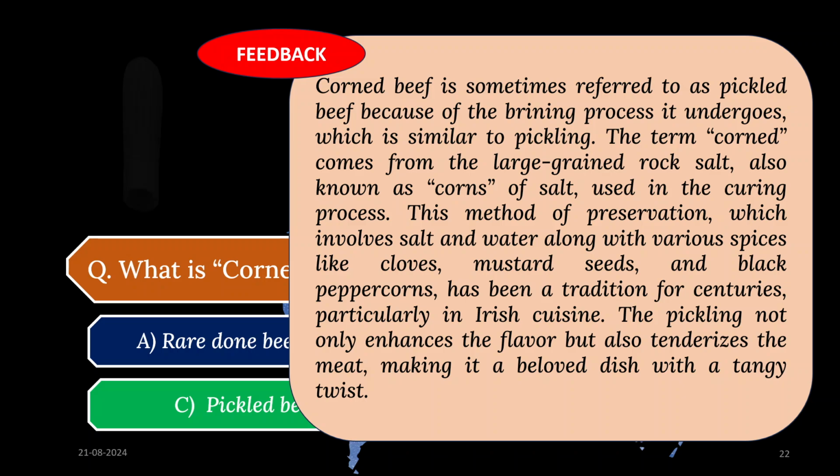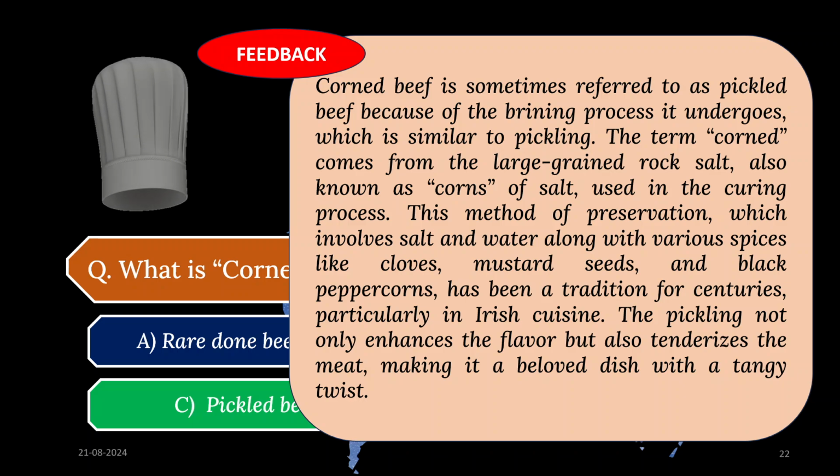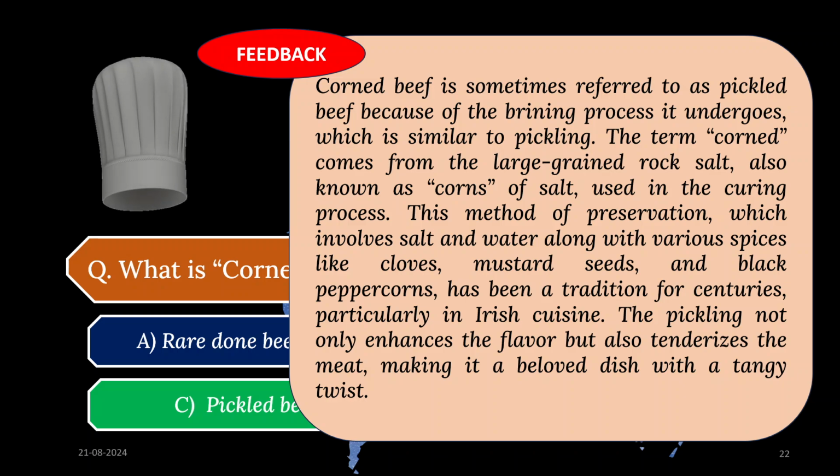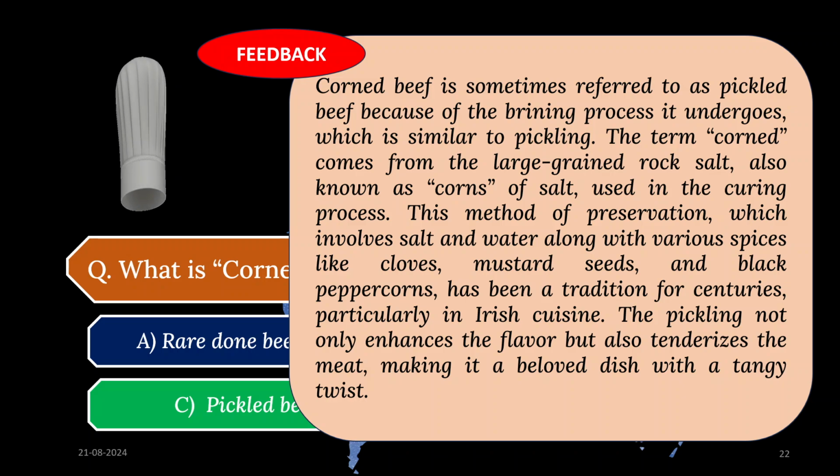The pickling not only enhances the flavor but also tenderizes the meat, making it a beloved dish with a tangy twist. So we can conclude that the name comes from the type of rock salt used for the pickling or brining process, and that particular chunk of large-grain salt is known as corns of salt. Because of the typical salt used for the brining and pickling process, the beef preserved in this process in Irish style, used in Irish cuisine, is known as corned beef.